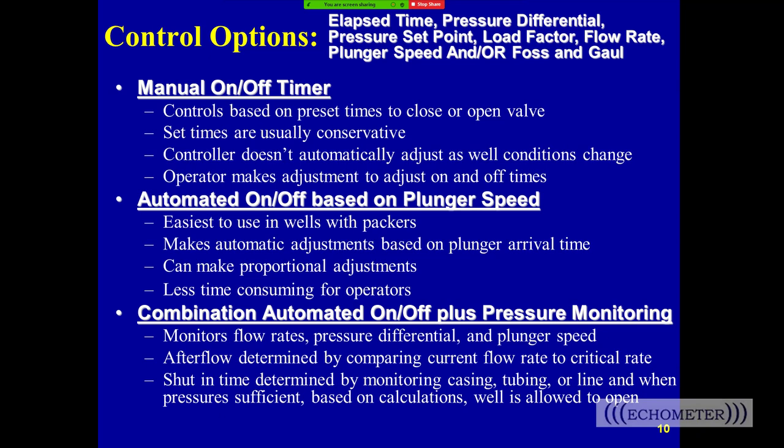The next type of automation here is based on plunger velocity, and it needs a good arrival sensor to see the arrival of the plunger. And then you can adjust the arrival speed by changing the amount of afterflow. More or less afterflow can regulate the rise velocity of the plunger. And then there's combination type controllers that are more complicated. And you know, the main purpose of the controller is that it should help you maximize your production out of the well.